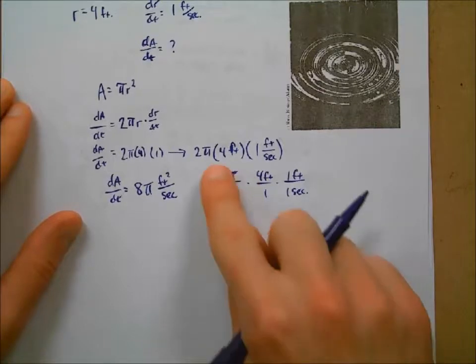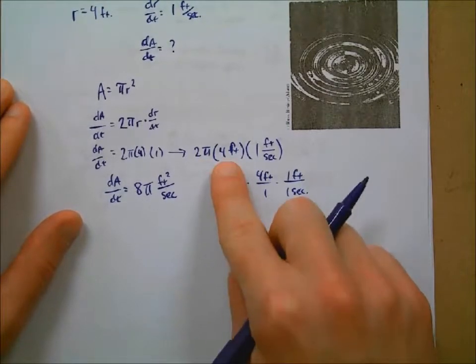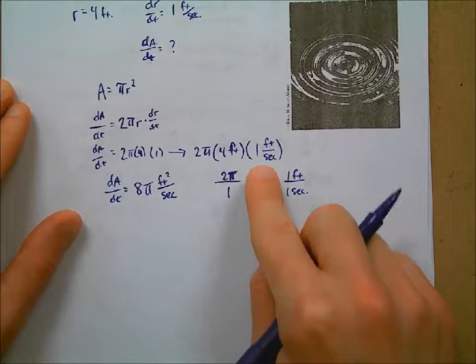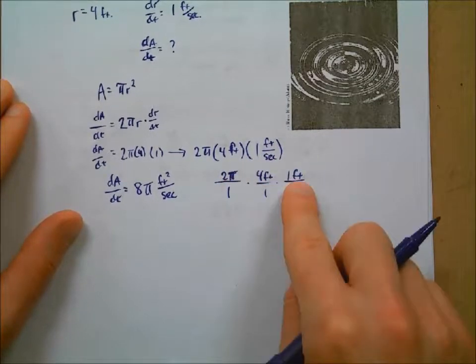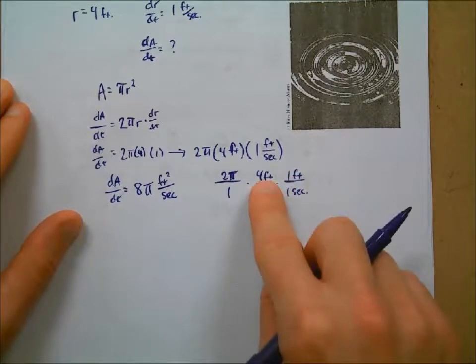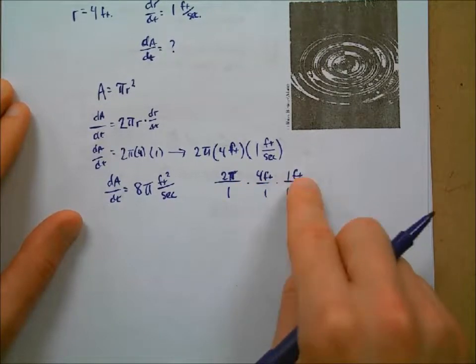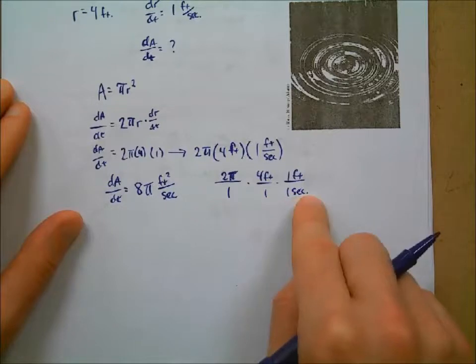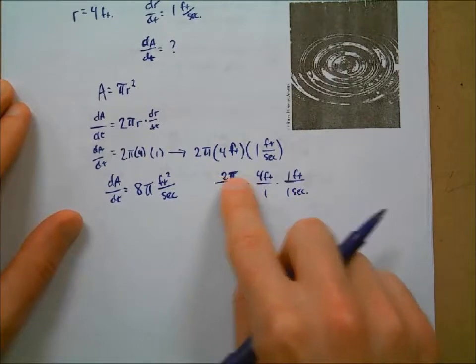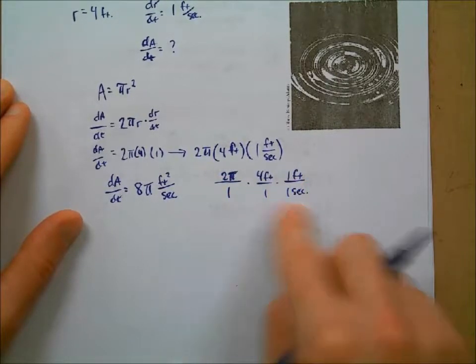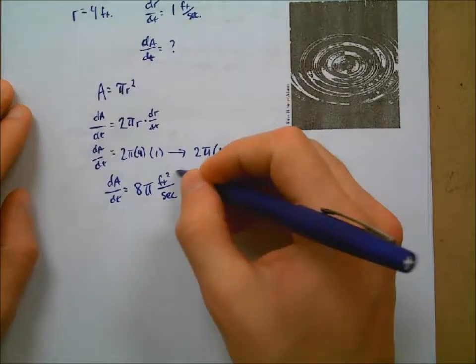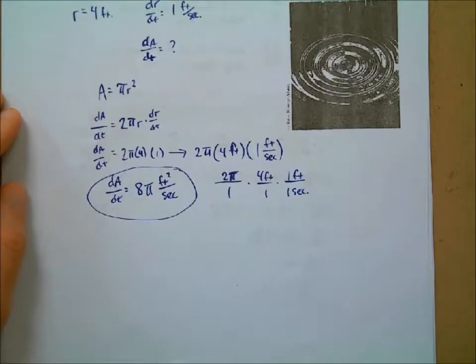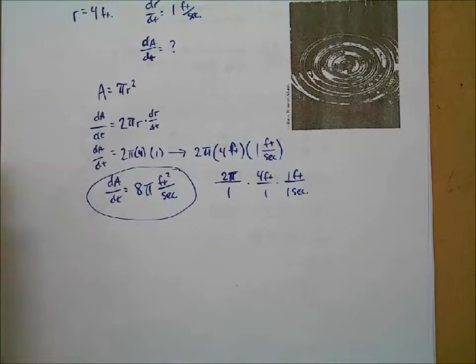2 pi is just 2 pi over 1. There's no units there. 4 feet is 4 over 1 feet. And then 1 foot per 1 second right there. If you multiply across the top, you get 8 feet squared because it's foot times foot. And you get 1 times 1 times 1 second, so it's 1 second. So 8 pi feet squared over 1 second, or 8 pi feet squared per second. Okay? The units will help you out there too. The units will work out like that.